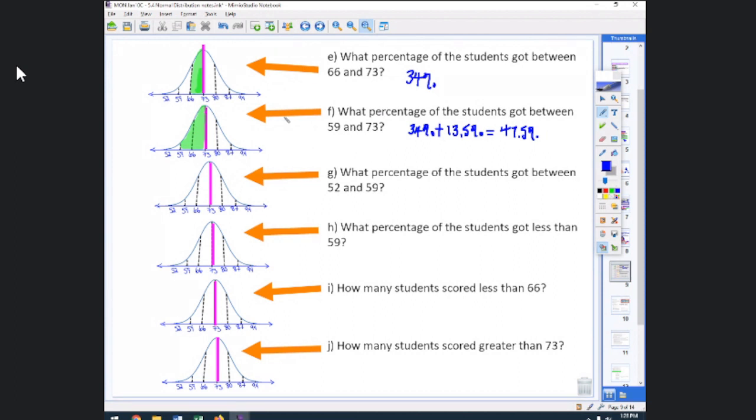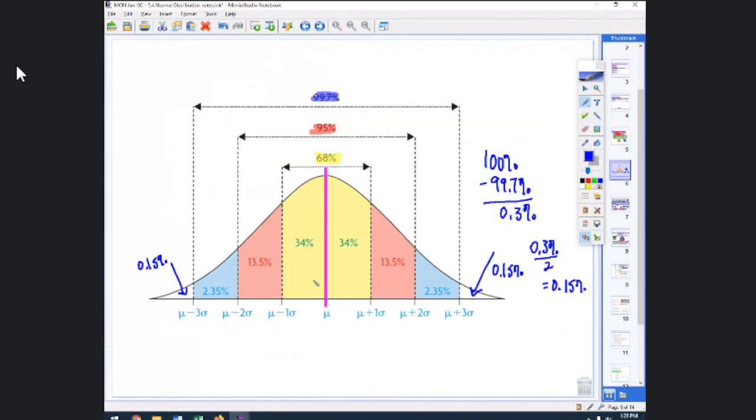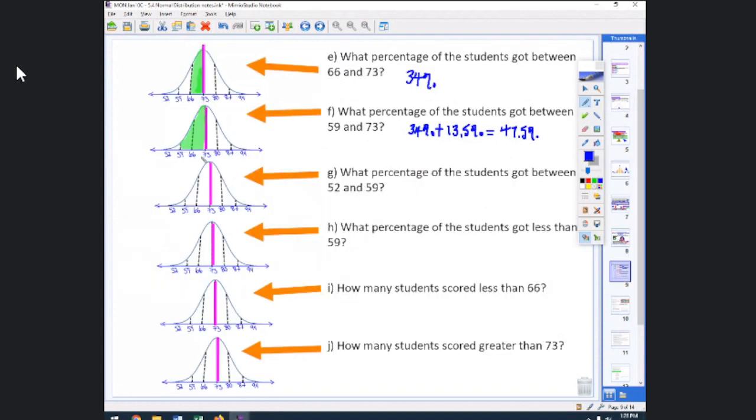The other way you could do this one is you could say it's 2 standard deviations, but just minus 2. So for 2 standard deviations, the total is 95%. So essentially, isn't it just half of the total 95%? So someone else could say, well, I just want to do what I know. 95% divided by 2 is 47.5%. Either or works just fine.